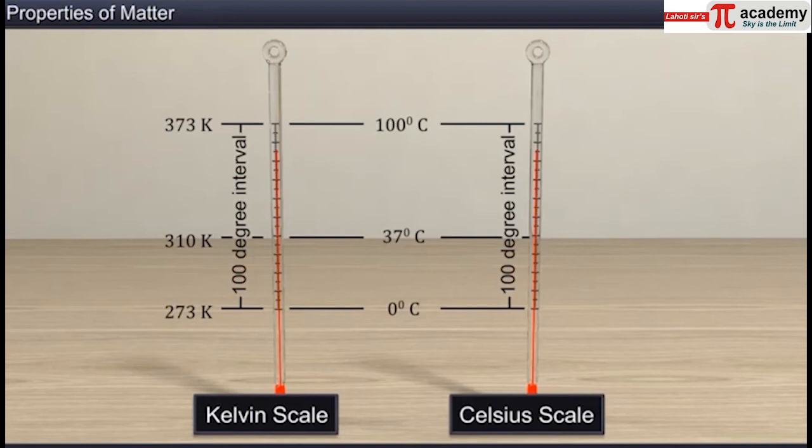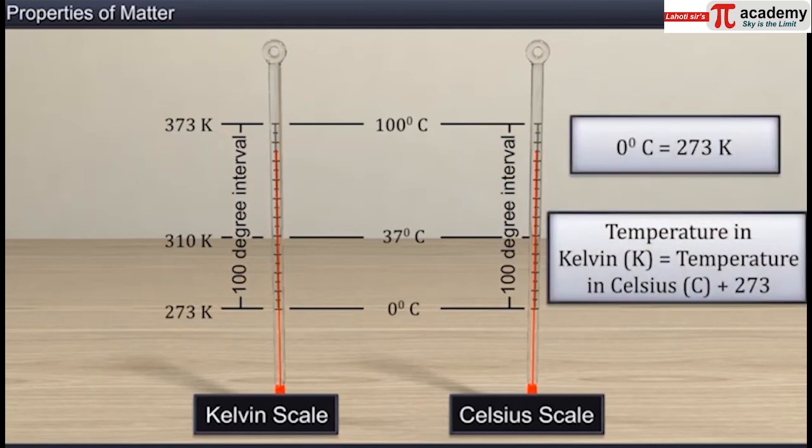The Celsius and Kelvin scales are divided into 100 equal parts. 0 degree Celsius is equal to 273 Kelvin. Thus, we can say that the temperature in Kelvin equals temperature in Celsius plus 273. Note that, unlike Celsius and Fahrenheit, temperature in Kelvin is not referred to as a degree.